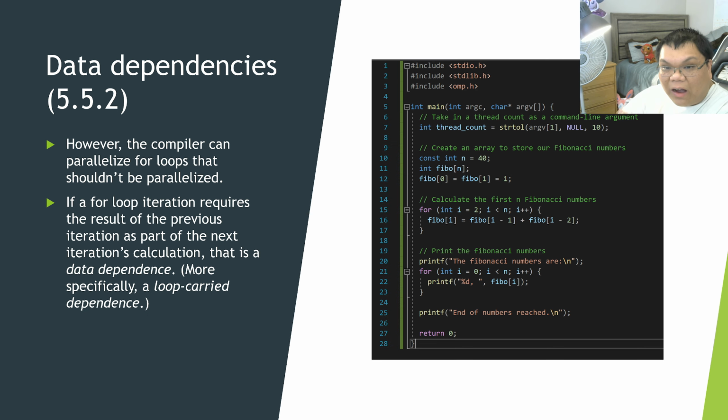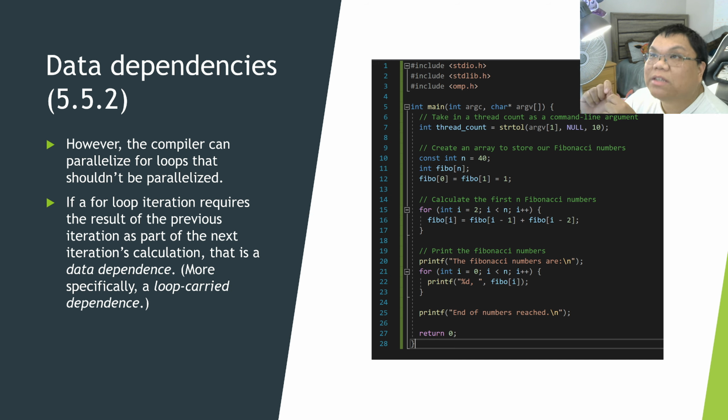That said, there are for loops that the compiler can parallelize, but really shouldn't. So here's an example of that, and I'm going to have you write this as well, just for demonstration purposes. This is a for loop for calculating the first 40 Fibonacci numbers. So there is a loop carried dependence in here. And here's what it is.